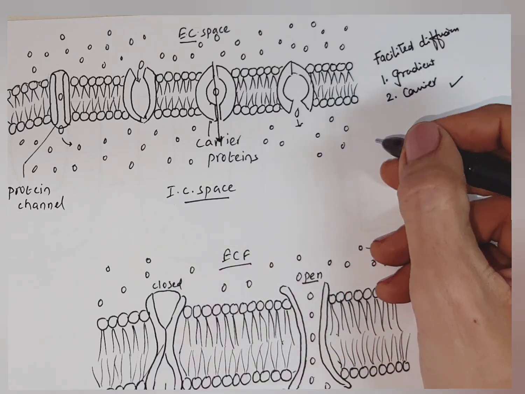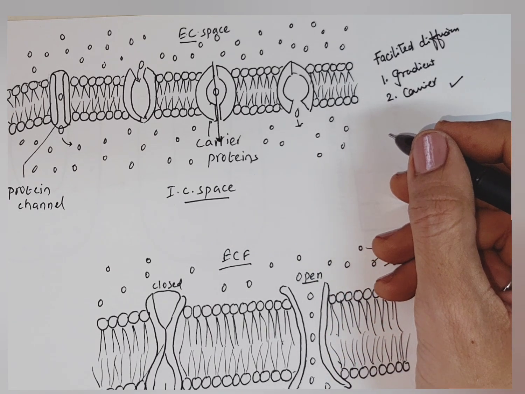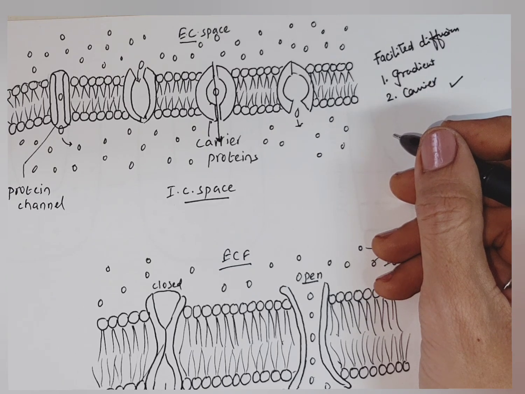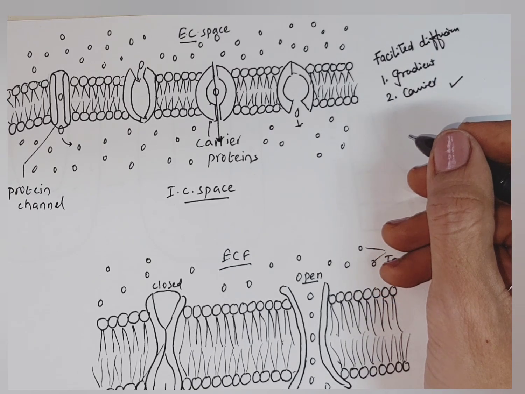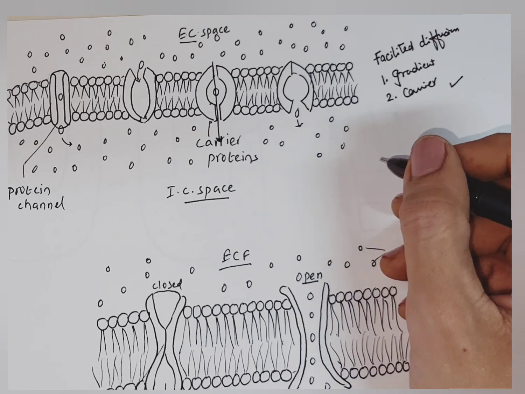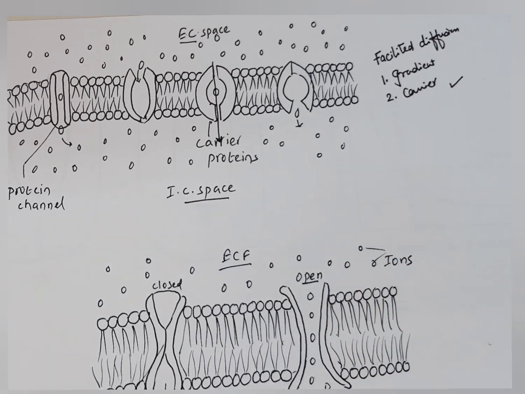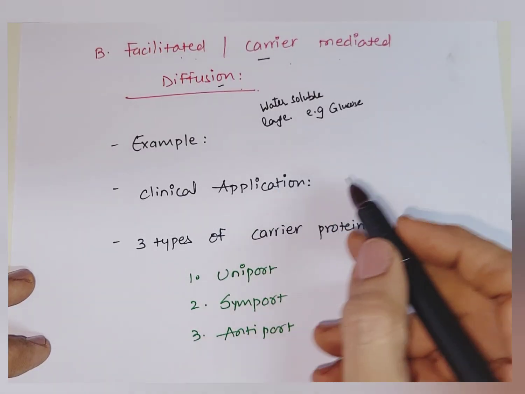One example is transport of glucose. Suppose we have taken a large amount of glucose, that will not all enter inside the cell. Glucose transporters are mainly present in the intestinal epithelium as well as in the RBCs, muscles and adipose tissue. Now, here one clinical application is there.